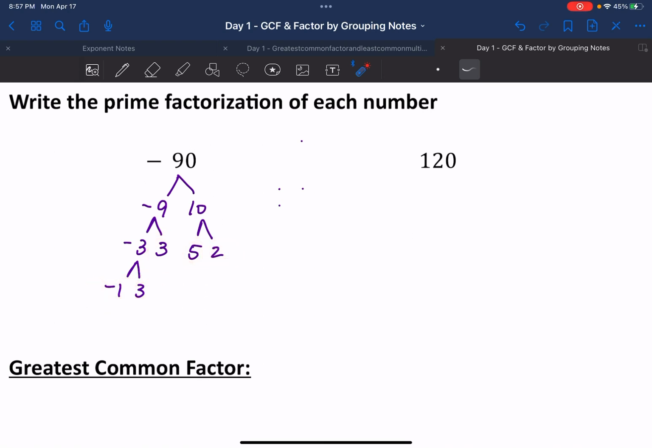Now, the reason why I included this one, but not this one, is because we went ahead and broke it down further, okay? So you're going to go to the end of your tree on all of your legs and use those numbers at the end. So I've broken this down to negative 1 times 3 times 3 times 5 times 2. Those are all of my factors of negative 90. Okay, we can do that for 120 as well.